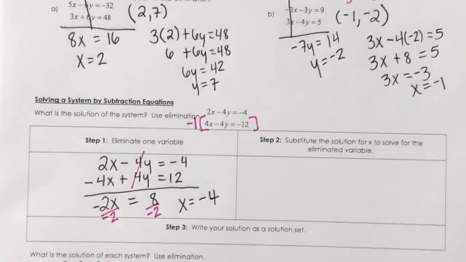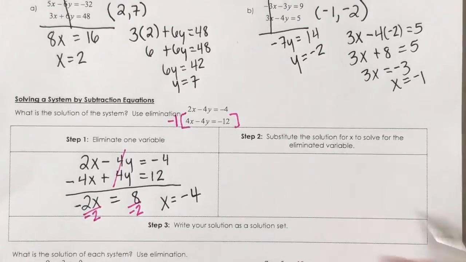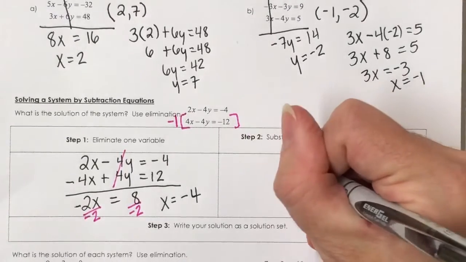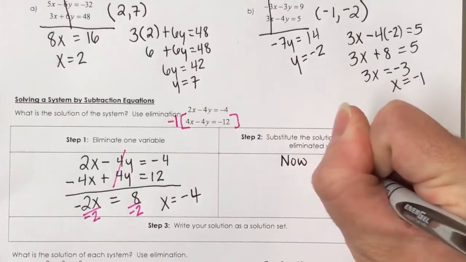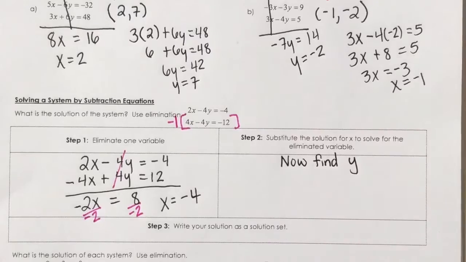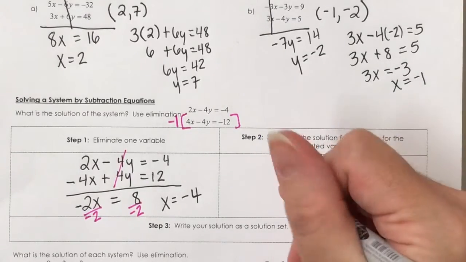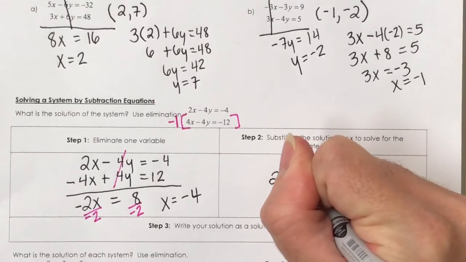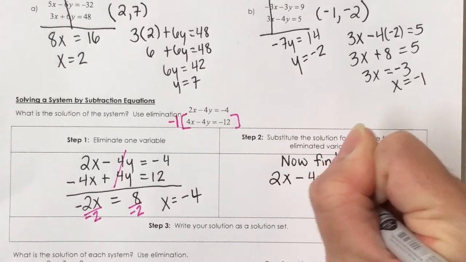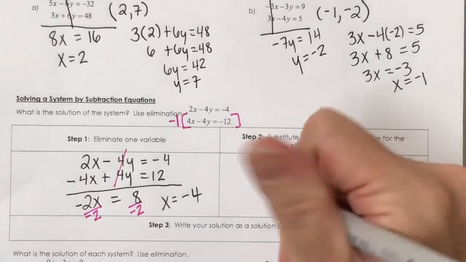All right, the rest of the steps should be pretty repetitive at this point. We're halfway there. So now we need to find the other variable. So we know what x is, so now find y. So the only way I can do that is to sub back in. So I'm going to sub in -4 into my x. So I'll use the top function, 2x minus 4y equals -4. Okay, I'm going to replace my x with -4.